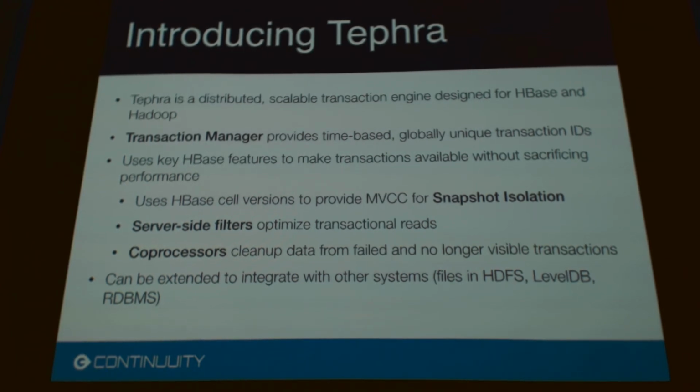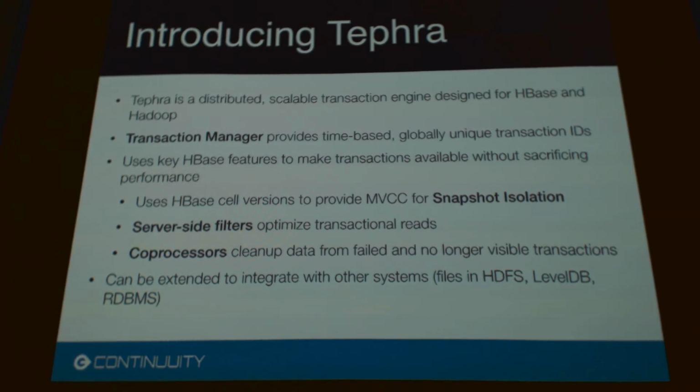and that provides snapshot isolation for concurrent transactions. We also utilize server-side filters to efficiently read data transactionally. So we push down filtering to the server side, filtering out data from transactions that failed or from in-progress transactions. And we also use HBase coprocessors in order to clean up data from transactions that have failed and could not be rolled back for whatever reason.